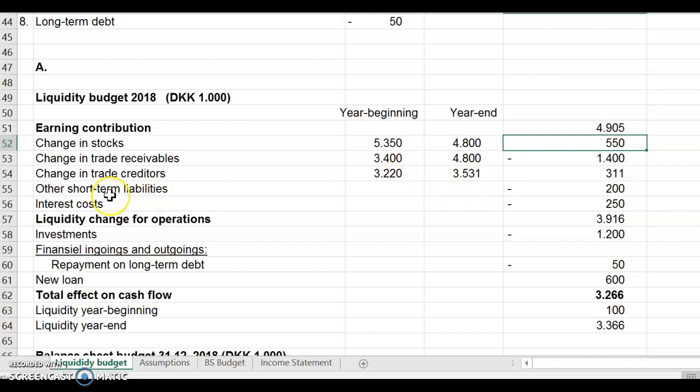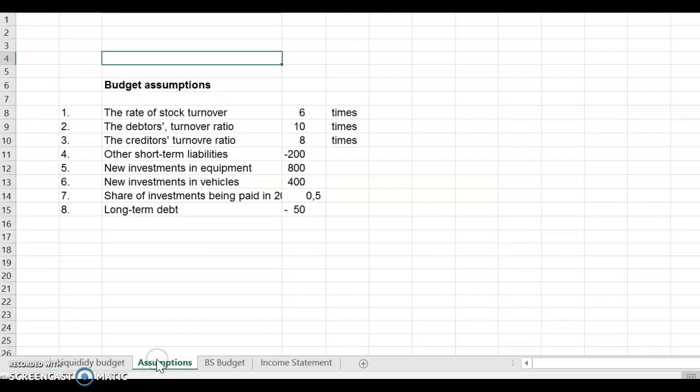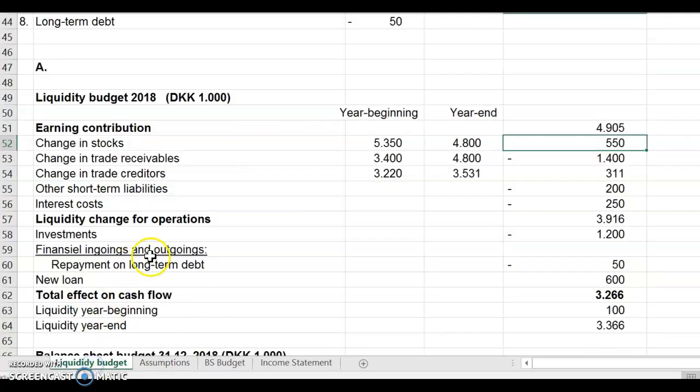Then we have other short-term liabilities, minus 200. It was one of the assumptions here, minus 200. And then we have interest costs from our income statement, 250. And then we have liquidity change for operations. It is a plus of 3,916.